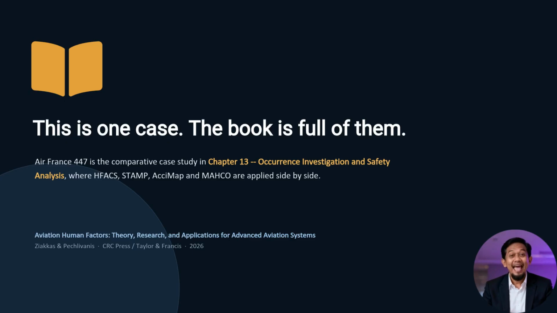To close, Air France 447 serves as the comparative case study in Chapter 13 of the book on occurrence investigation and safety analysis, where HFACS, STAMP, AcciMap, and MAHCO are applied to the same accident side by side, with full worked tables for each. If tonight's session has a single takeaway, it is this: the mark of a mature investigator is not loyalty to a framework, but fluency across them.